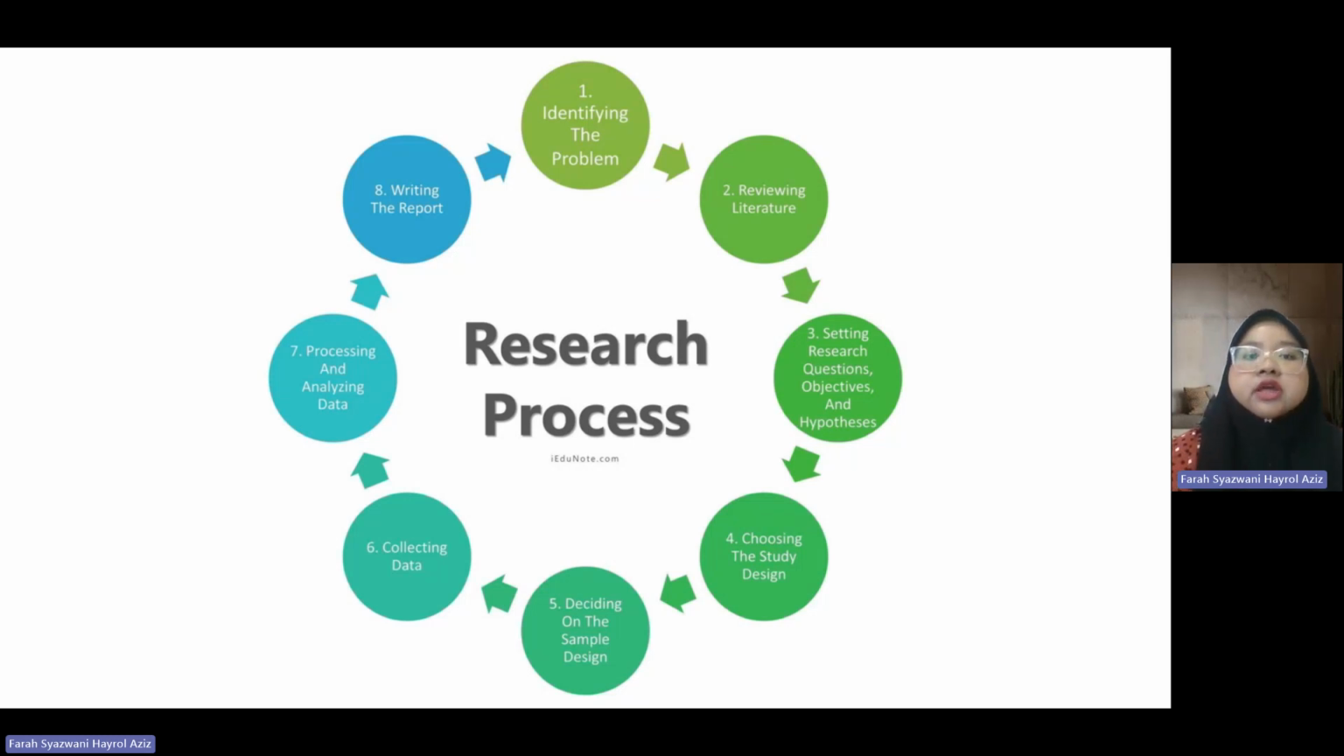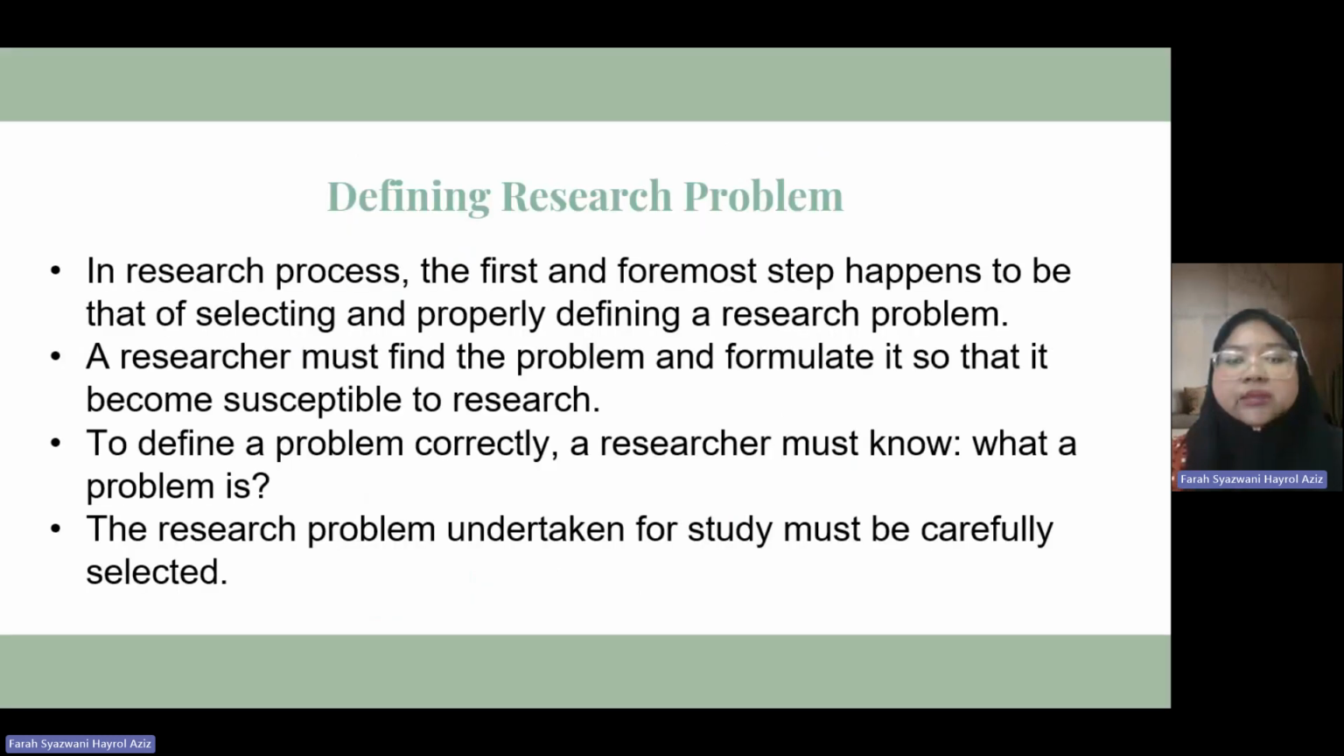All right. So let us recap again. How can you define a research problem? In the research process, the first and foremost step happens to be that of selecting and properly defining a research problem. A researcher must find the problem and formulate it so that it becomes accessible to research. To define a problem correctly, a researcher must know what a problem is. The research problem undertaken for study must be carefully selected.